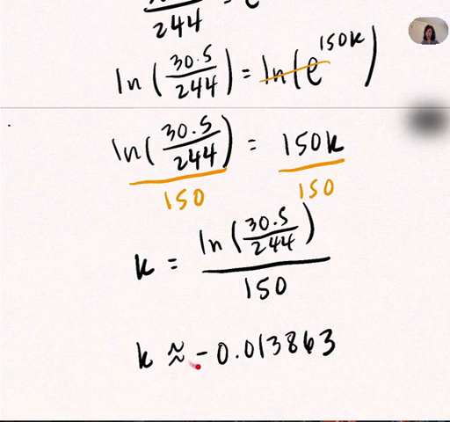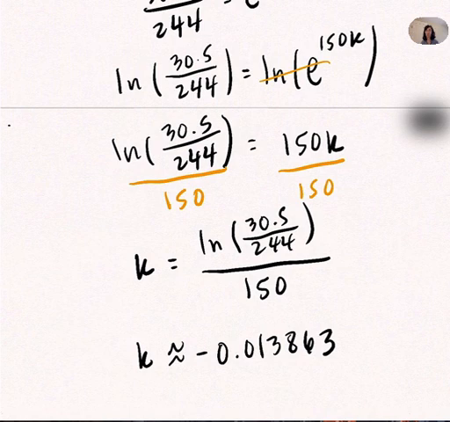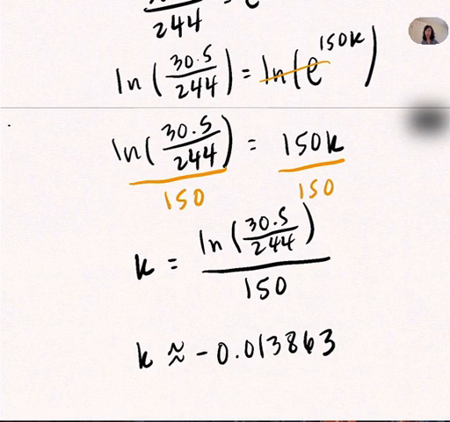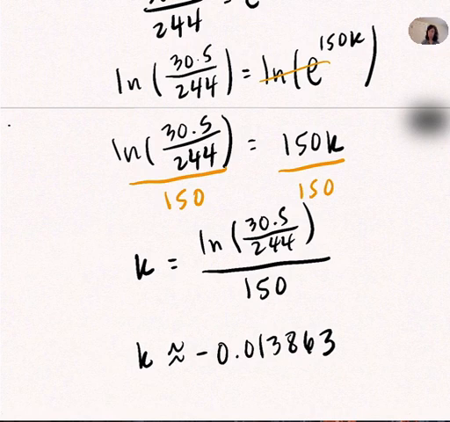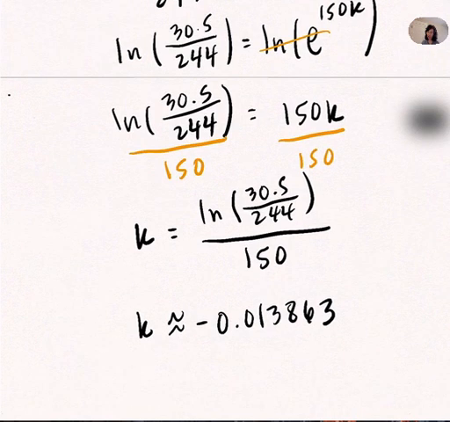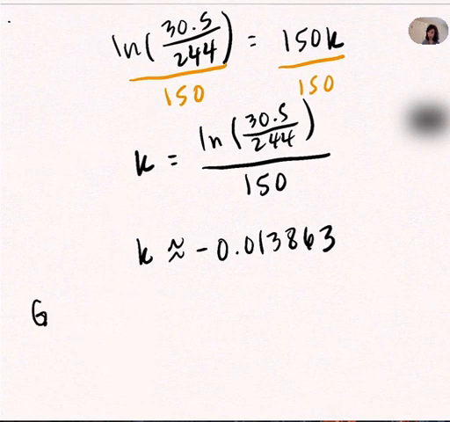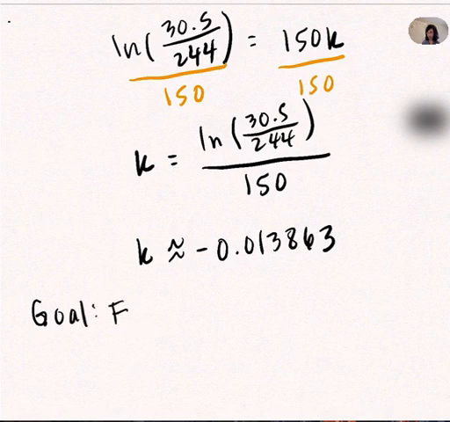And notice we got a negative. For these radioactive decay problems, you should always get that k is negative. And if you don't, you need to look into your work and find where your mistake is. Okay, so we're partway there. Remember, our goal is to find the half-life.